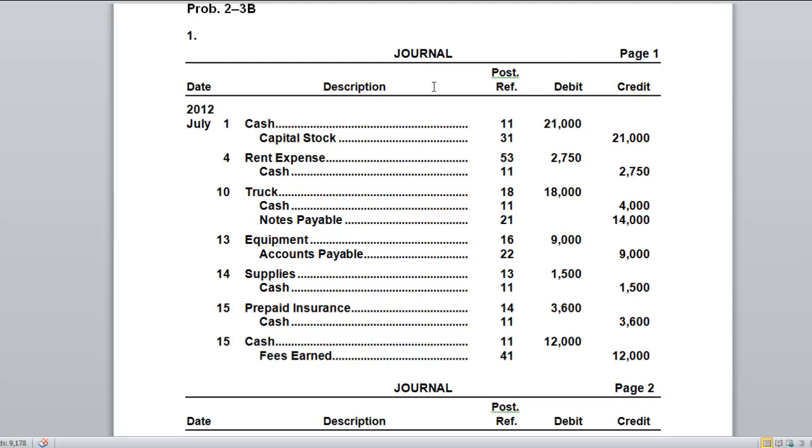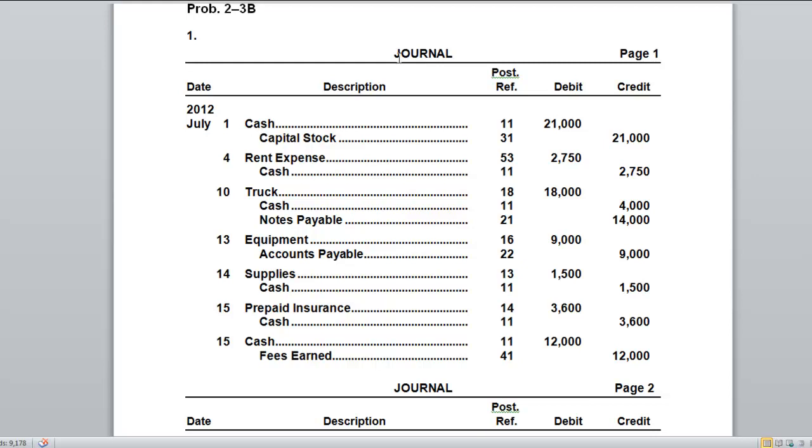Now, we're not using T accounts at this point. We're just making a journal entry. Remember, the T accounts are just used to help us analyze a complex transaction and to help us understand at first the way that the system of debits and credits works. Remember, if it's over to the left, it means it's a debit, and if it's indented to the right, that means it's a credit.